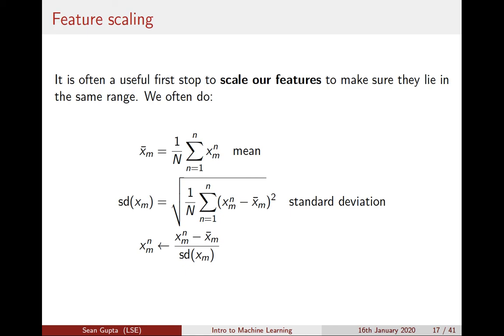Now, why would you do this? Well, it turns out it can help in interpreting your model, as well as in making sure that an algorithm such as gradient descent converges to the global optimum, meaning it makes it easier for the algorithm to perform optimally.